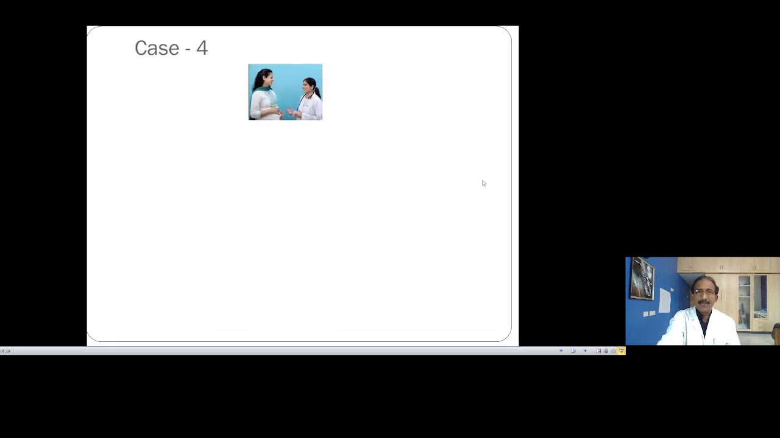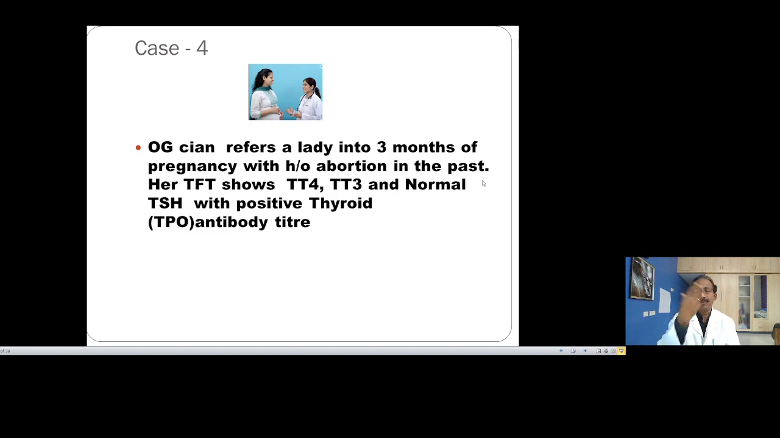Right. So during the recovery again in non-thyroid illness, it's a little bit difficult to comprehend. So the patient should be evaluated after 3 months. A physician refers a lady at 3 months of pregnancy with a history of abortion in the past, and her TFT shows high total T4, high total T3, and normal TSH with positive antibody titer.